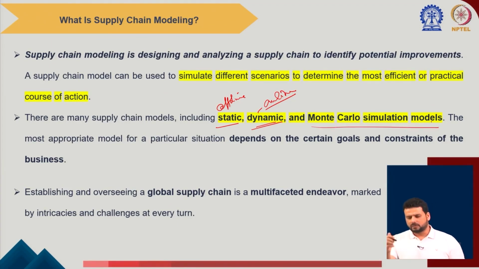And then we can go for Monte Carlo simulation models, where we can talk about different scenarios: if we go one way, what will be the output, and if we go the other way, what will be the output, and the chances of that particular thing happening, we can figure out all those things. So talking about either a local supply chain or a global supply chain, right.